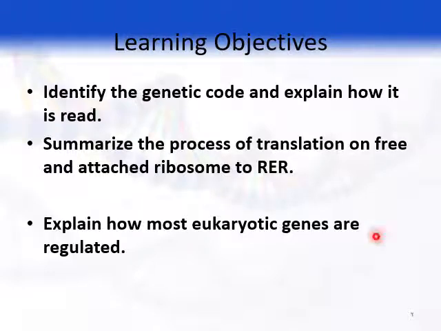Identify the genetic code and explain how it's read. Summarize the process of translation on free ribosomes and on ribosomes attached to the rough endoplasmic reticulum, and explain how most eukaryotic genes are regulated.